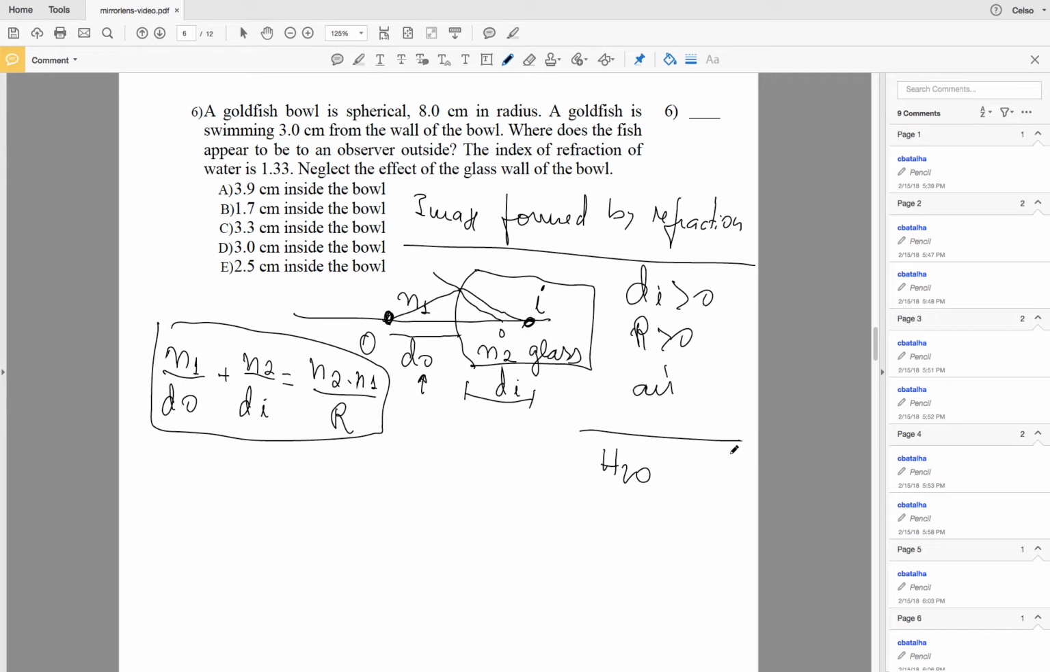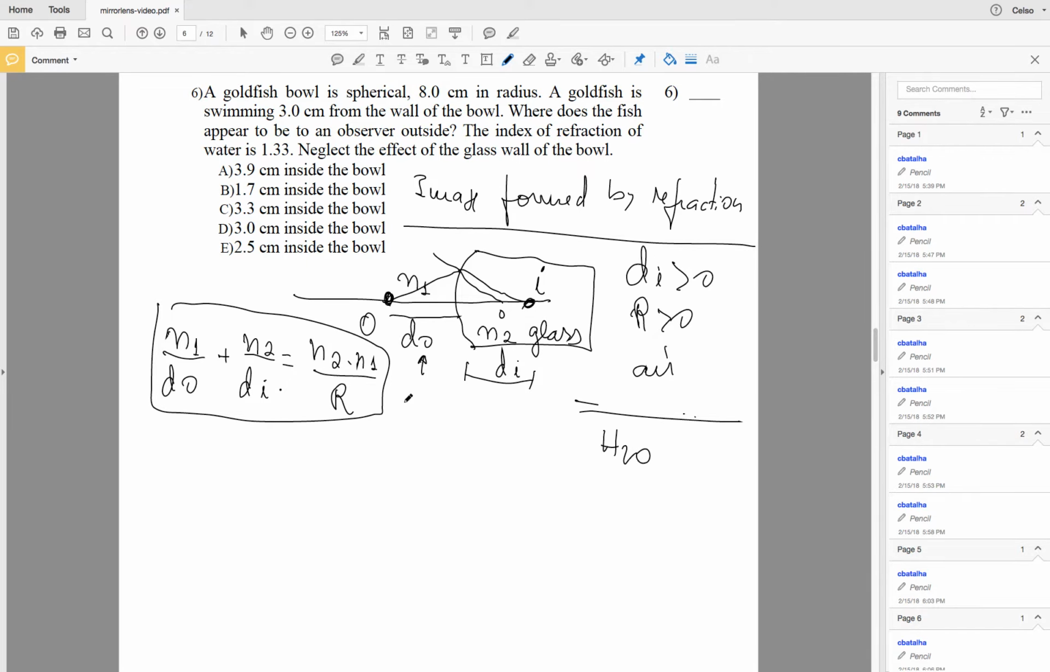And the surface here is flat because the radius is infinite. So this part of the equation goes away, and you have N1 over DO is equal to negative N2 over DI. So it becomes something simpler. Okay, let's see what's going on here.